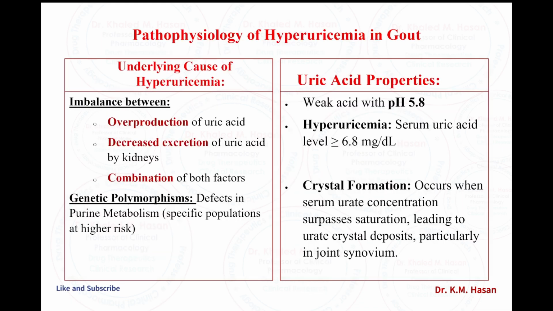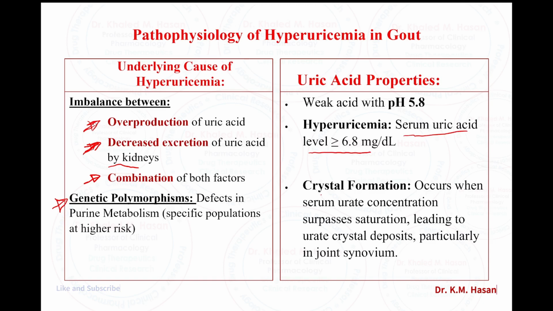Okay, so underlying causes of hyperuricemia could be overproduction of uric acid or decreased excretion of uric acid by the kidneys. So you have overproduction, decreased excretion, or a combination of these etiologic or pathological factors. Again, genetic polymorphism of purine metabolism is considered an important factor in hyperuricemia and gout. We diagnose the patient with hyperuricemia when the uric acid level is greater than or equal to 6.8 milligram per deciliter.